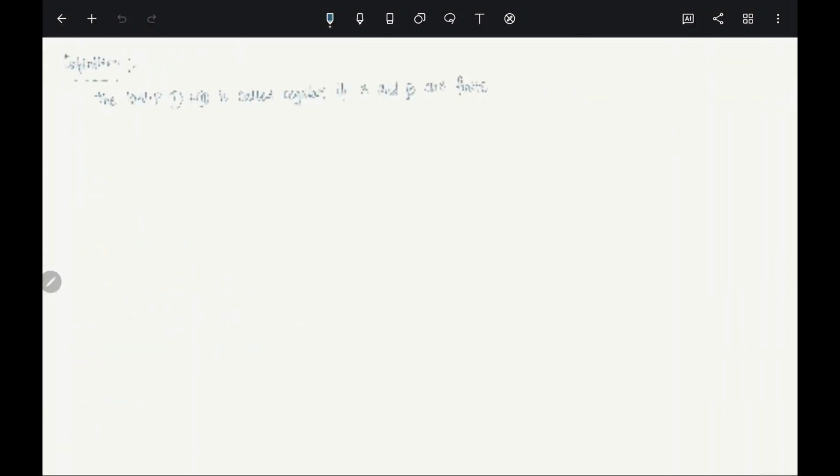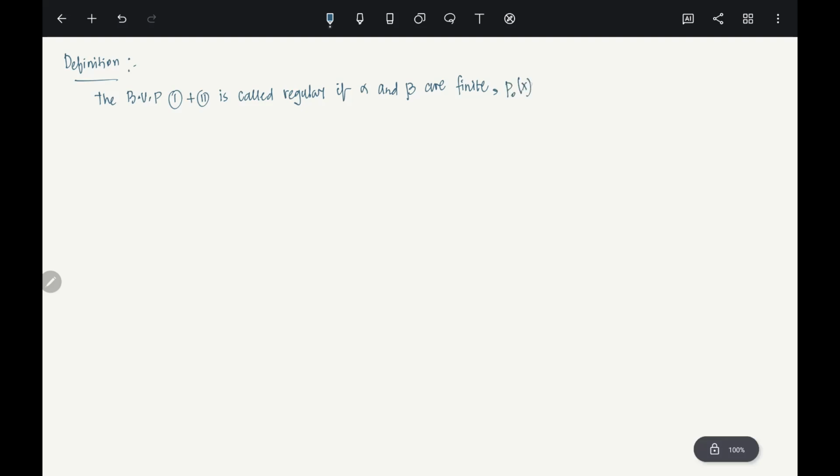So finite, and p naught of x is non-zero. It can be positive or negative, but generally speaking we will assume it to be positive, for all x in I, clear? So this is the regular case: the boundary value problem 1 plus 2 is called regular. Now what is the other one called? Singular.